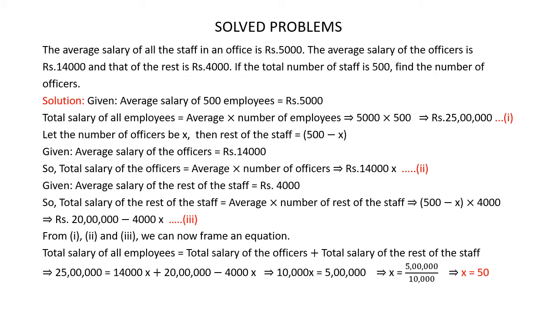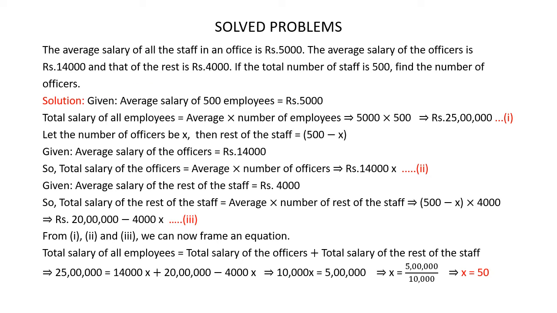The average salary of all the staff in an office is rupees 5000. The average salary of the officers is rupees 14,000, and that of the rest is rupees 4,000. If the total number of staff is 500, find the number of officers.